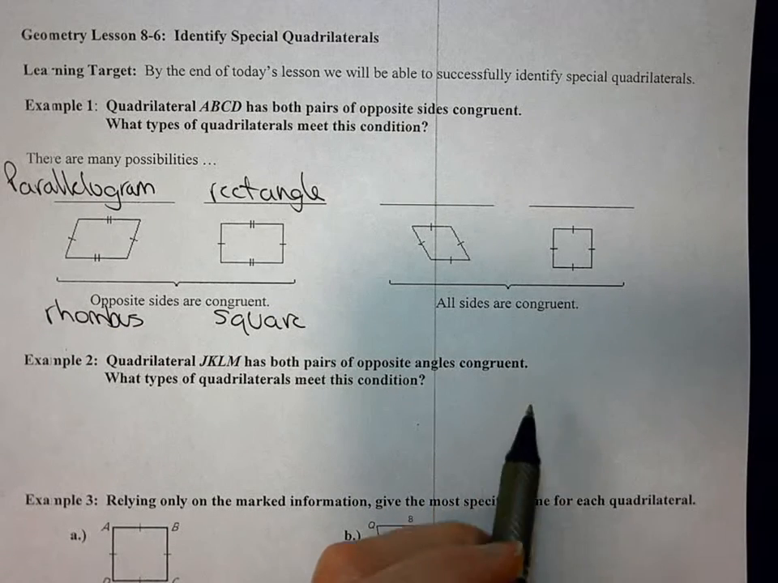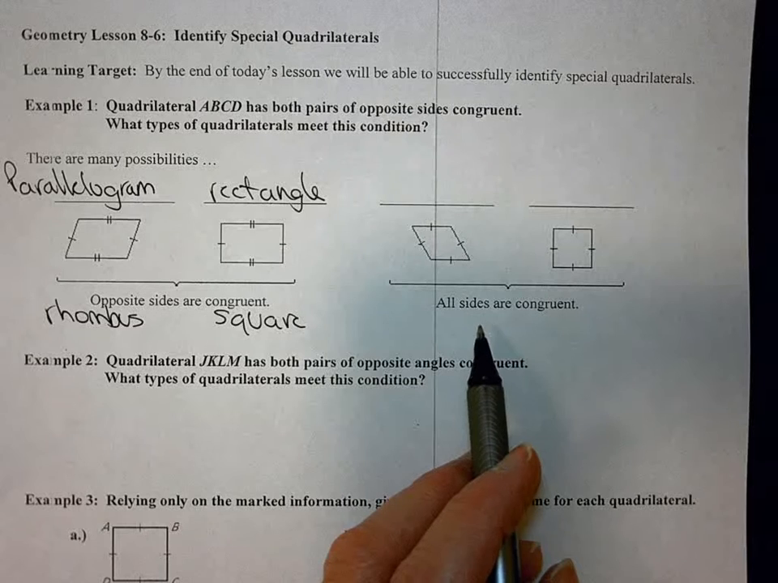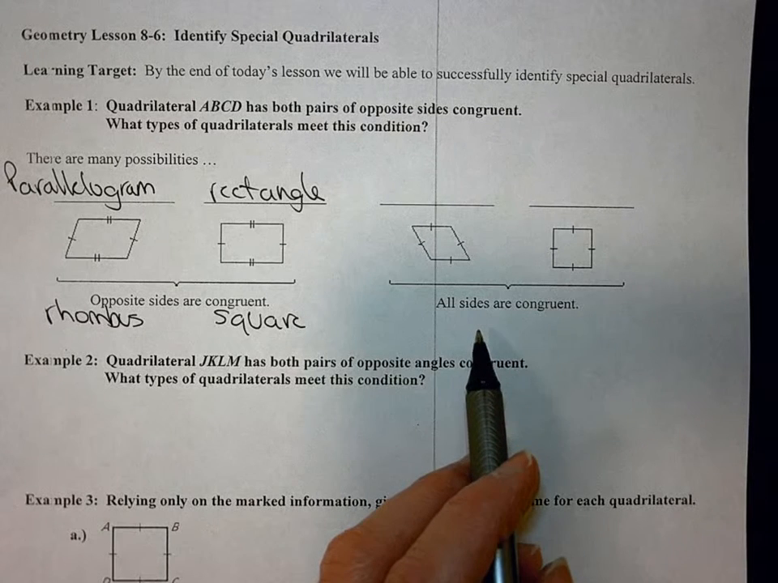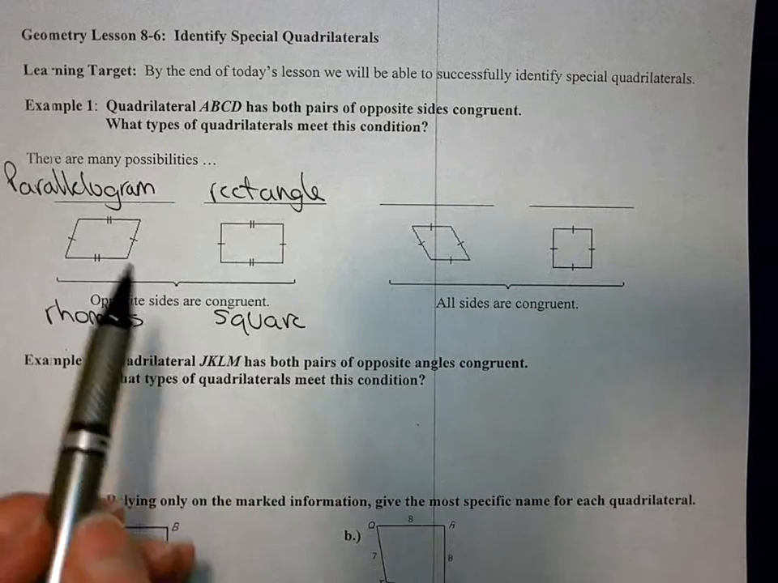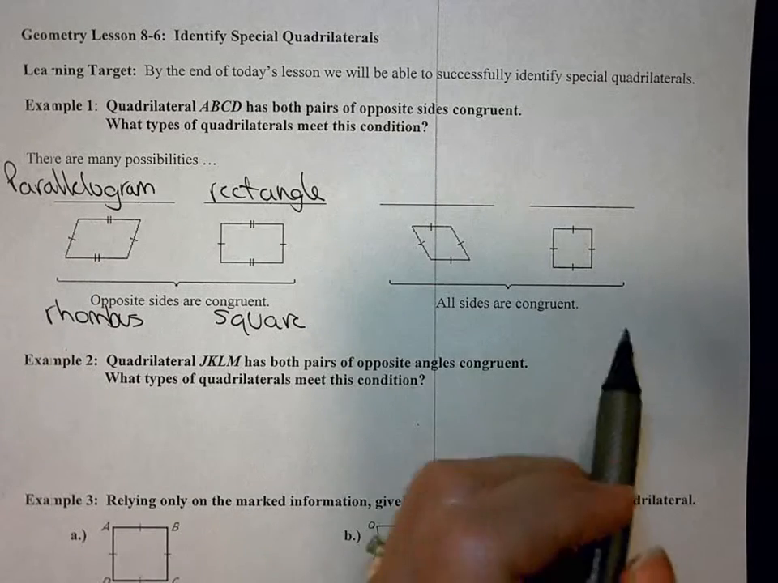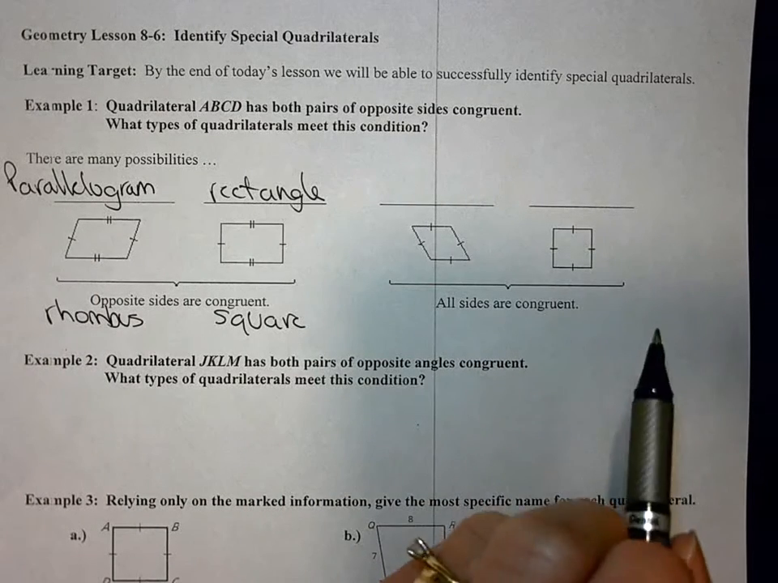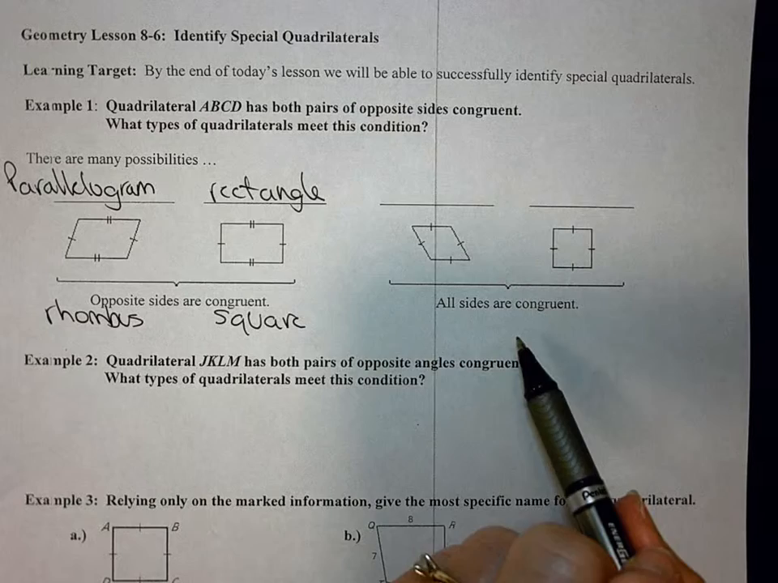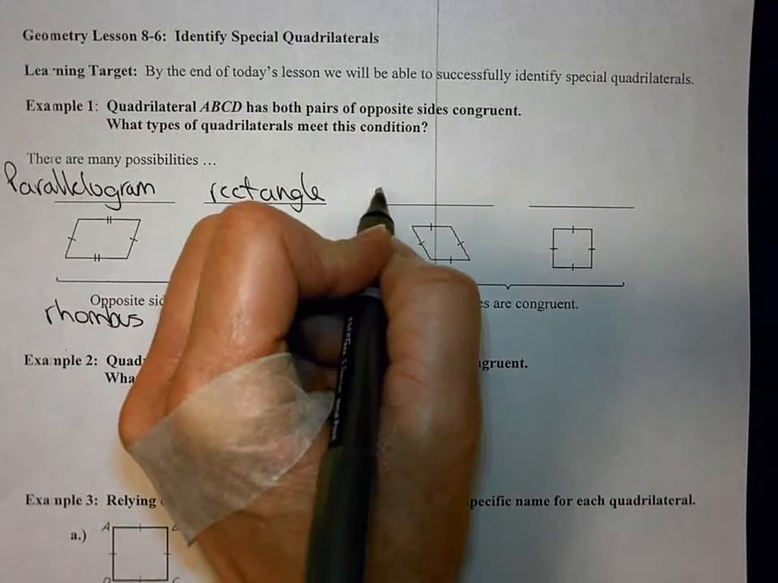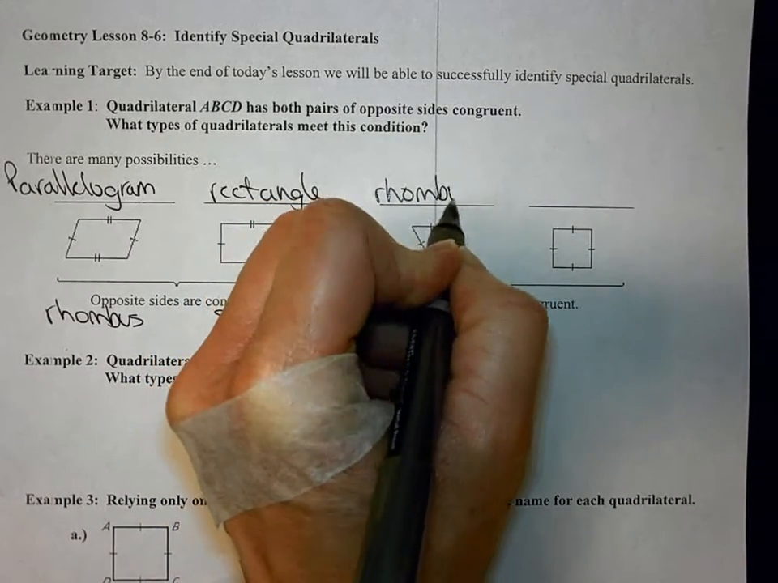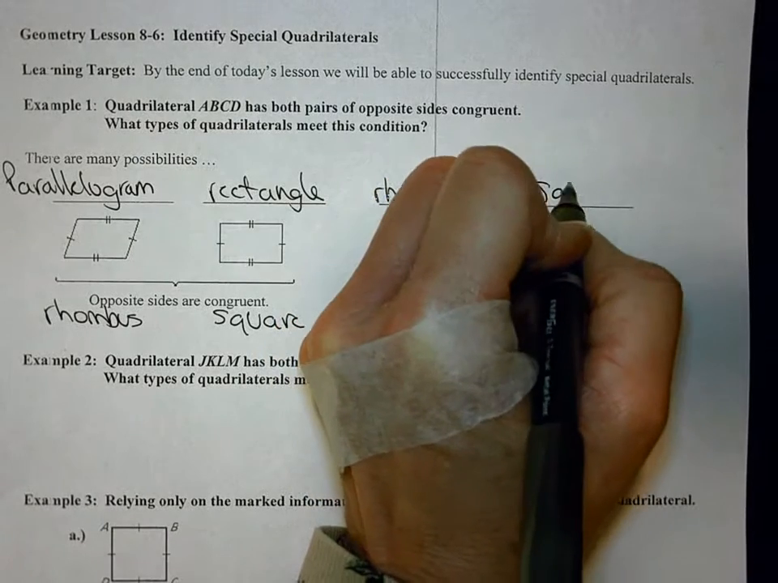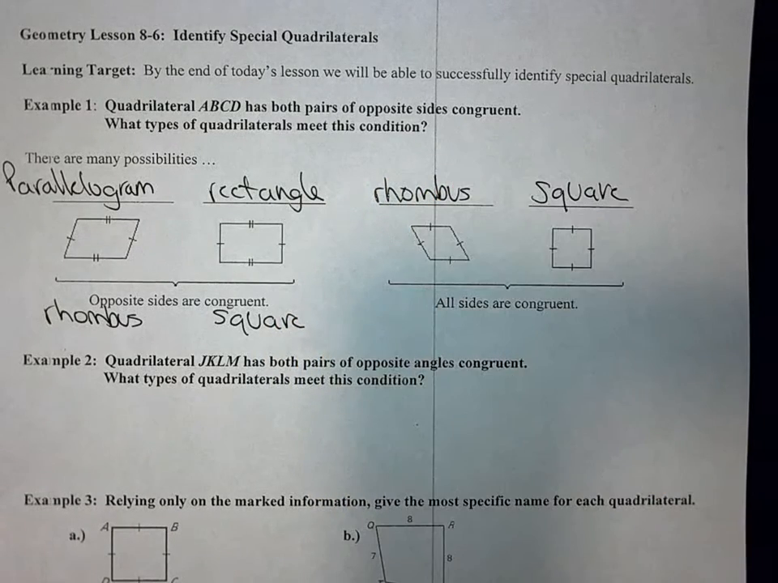Okay, what if we know that just the sides are completely congruent? So now, again, instead of having these two and these two be the same, now we have all four the same. So that means we can be a little more specific, and we know that both rhombuses and squares have to have all four sides the same.